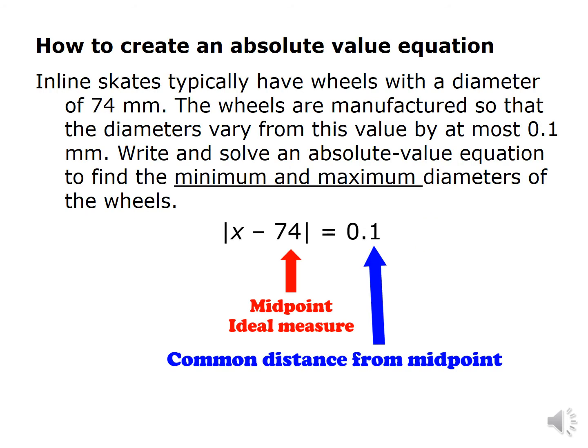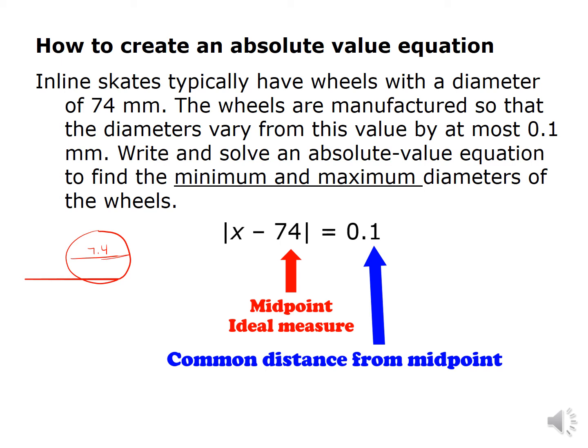So now we're going to do how to create an absolute value equation. Inline skates typically have a wheel with a diameter of 7.4. The wheels are manufactured so that the diameters vary from this amount by at most 1 millimeter. That's a really tiny amount. So they want you to write an absolute value equation. So here it is, but I'm going to explain it. The ideal diameter is 7.4.